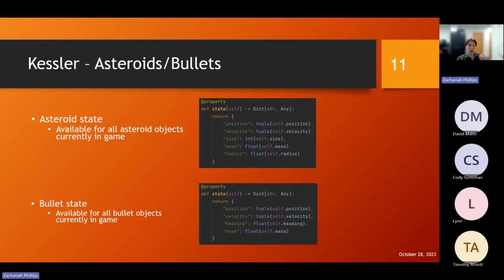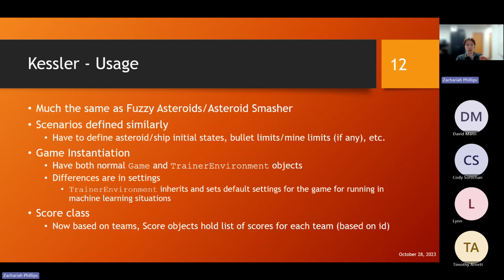For each asteroid in the game, you'll be aware of its position, its velocity, its size, which is just going to be an integer from 1 to 4 for the different types, or different sizes of asteroids, its mass, and its radius. And then for bullets, you have their position, velocity, their heading, and their mass as well. You can do a lot of stuff with that information, however you like.